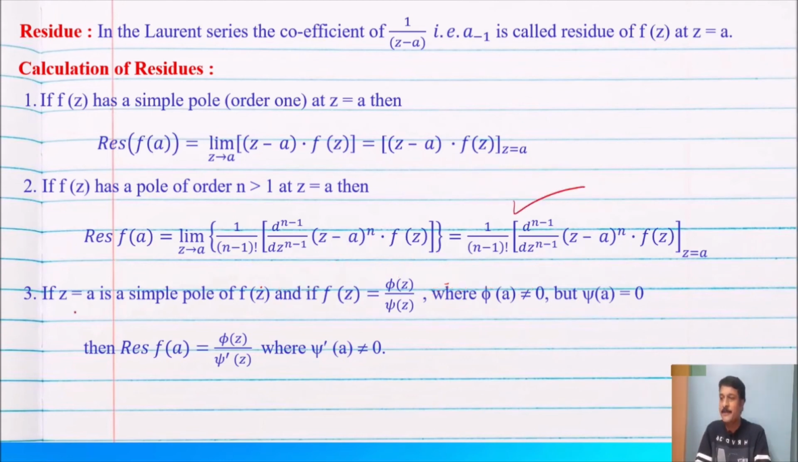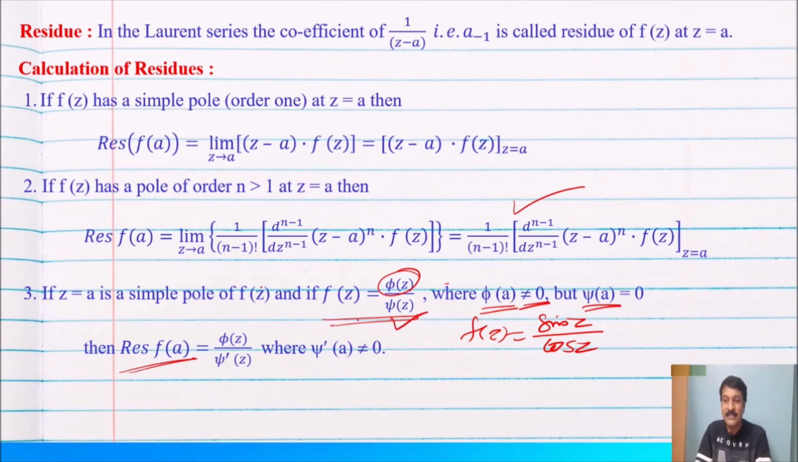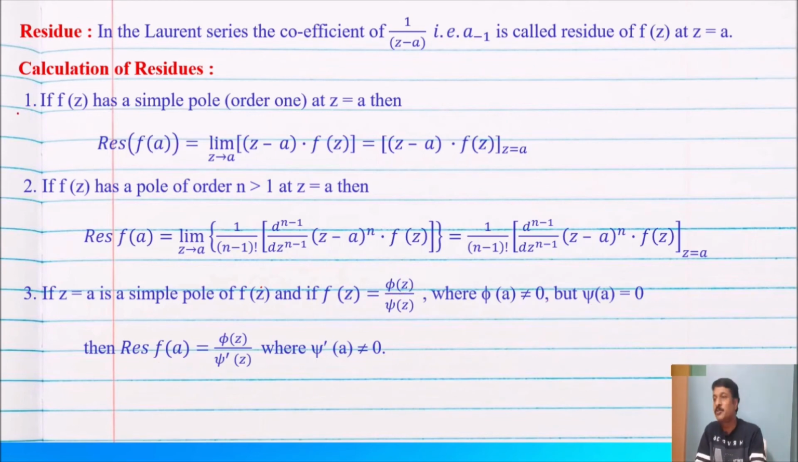Don't worry. If z equal to a is a simple pole of f of z, where f of z is in the form of phi of z upon psi of z, for example, f of z equal to sin z upon cos z, where phi of a is not equal to 0, so the numerator is not 0 at a, but psi of a equal to 0, then the residue of f at a equals phi of a upon psi dash of a, where psi dash of a is not equal to 0. So, by this we can calculate the residues of the function f of z at a pole.